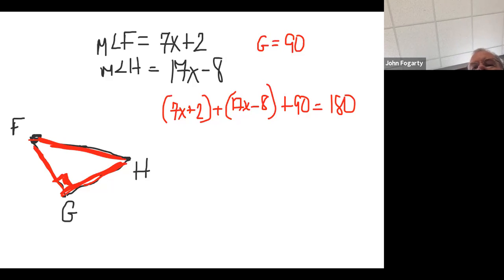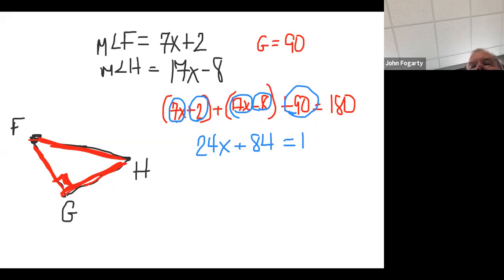All righty, let's combine our like terms. I got a 7x and a 17x. That's a 24x. And then I got 2 minus 8, that's minus 6, plus 90. Well, minus 6 and positive 90 is a positive 84, right? Equals 180. Yes? Now, solve that.